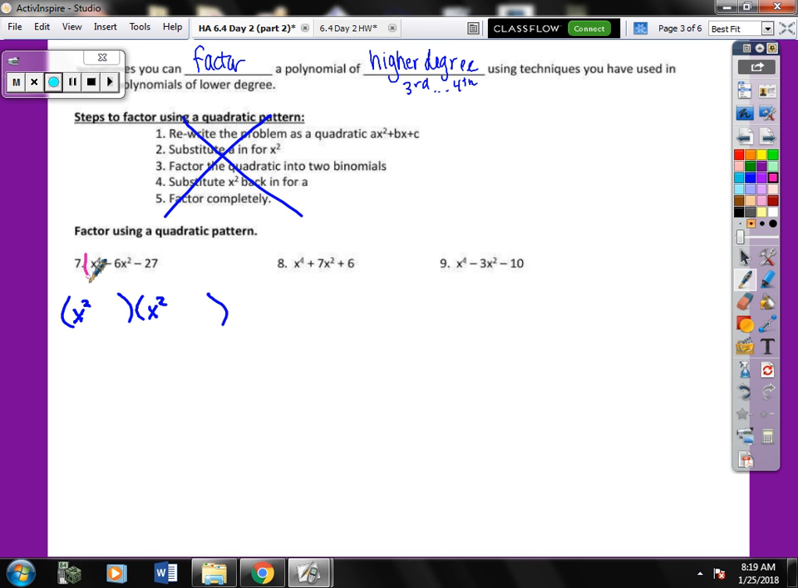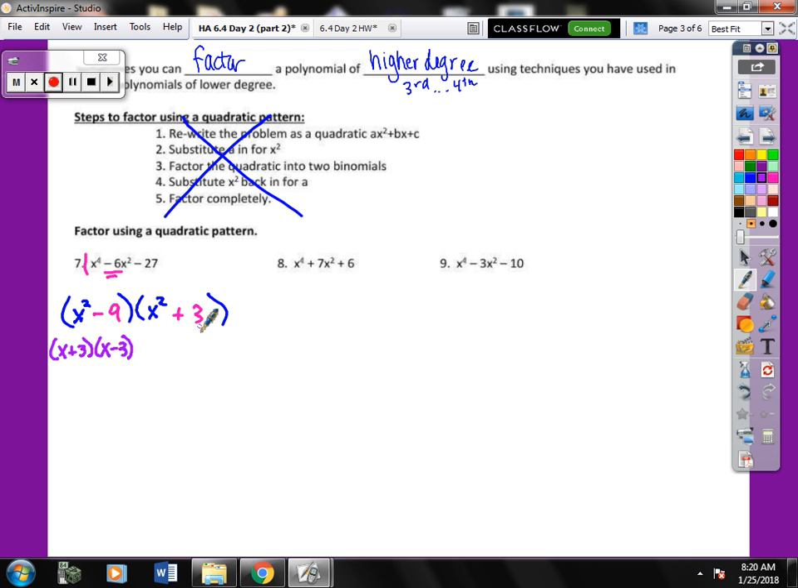Abby? Close. Negative 9, positive 3. We want to add to a negative 6. And if we're factoring, we do want to see if any of them can be factored further. So you want to check and see, can any of these go down? Well, yes, this is the difference of squares, right? 9 is a perfect square. So this would be x plus 3 and x minus 3.